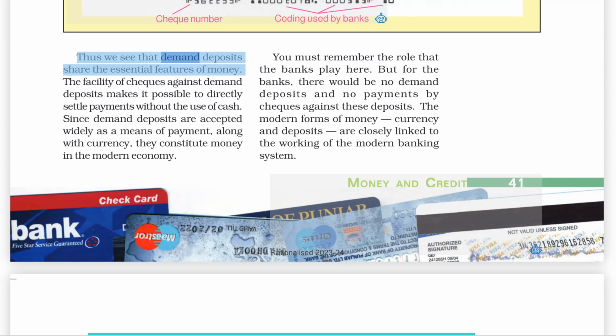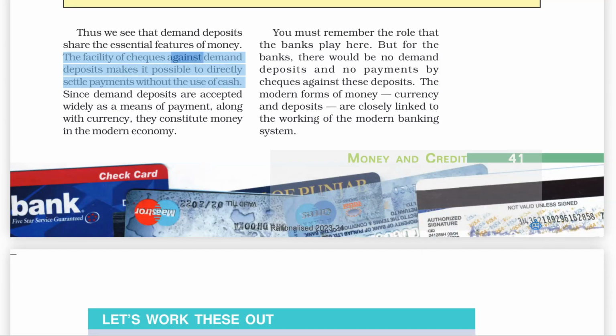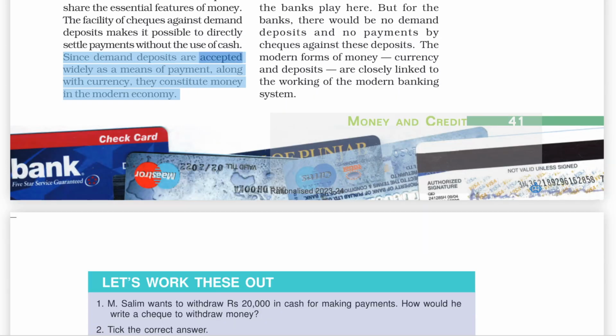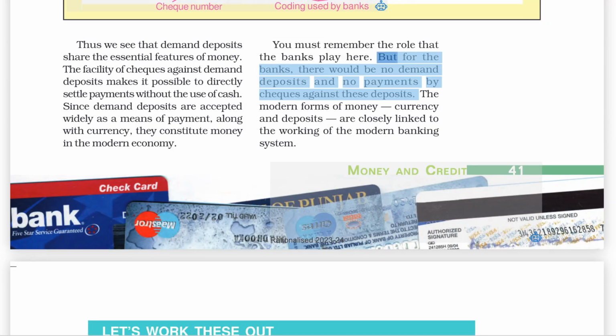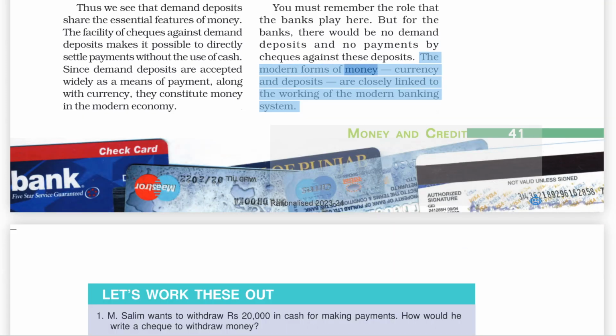Thus, we see that demand deposits share the essential features of money. The facility of checks against demand deposits makes it possible to directly settle payments without the use of cash. Since demand deposits are accepted widely as a means of payment, along with currency, they constitute money in the modern economy. You must remember the role that the banks play here. But for the banks, there would be no demand deposits and no payments by checks against these deposits. The modern forms of money, currency, and deposits are closely linked to the working of the modern banking system.